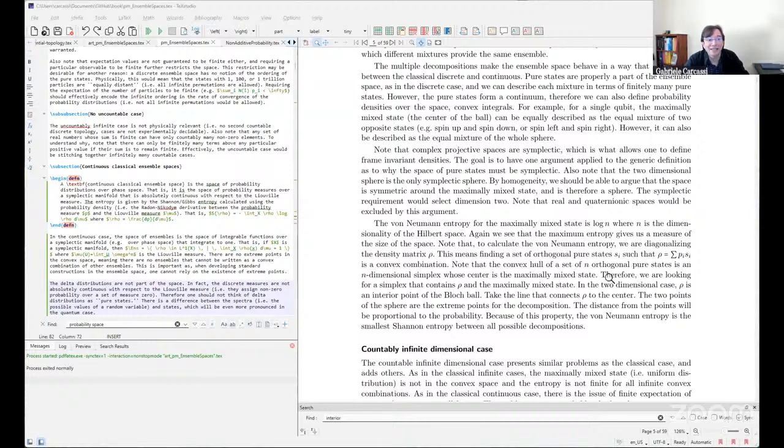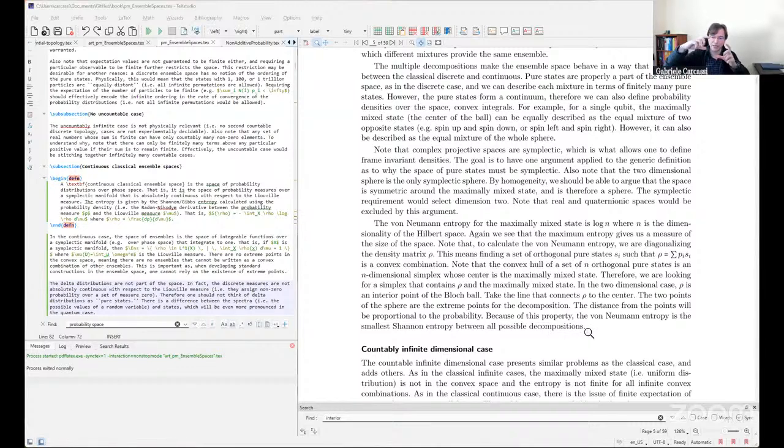Whenever you are diagonalizing something, that's essentially what you're doing. In the two-dimensional case, rho is a point in the interior of the Bloch ball, right? So if you wanted to diagonalize, this is essentially what you're doing. You have the Bloch ball, you have a rho, which is your distribution. You take the maximally mixed state, you take the line that connects the two, and now you have a segment that has opposite points at the opposite pure states, those are going to be orthogonal, and you have basically made your orthogonal decomposition. You found eigenstates and eigenvalues. So the distance from the points will be proportional to the probability. And because of this property, the von Neumann entropy is the smallest Shannon entropy among all possible decompositions.